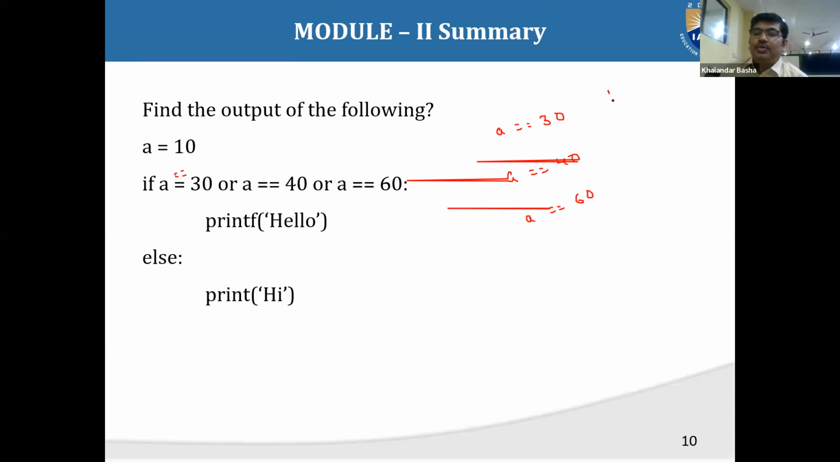Is it true? No. False. A double equivalent to 40. False. A double equivalent to 60. False. So now we are going to reduce the expression as the conditions we are having are false, OR with false, OR with false. False OR with false is false. Again, false OR with false is false. So it is going to print high.